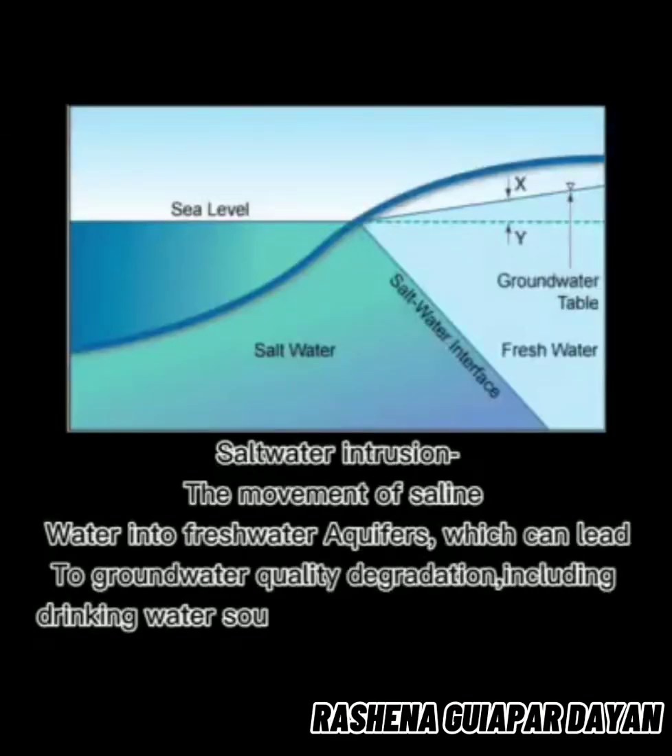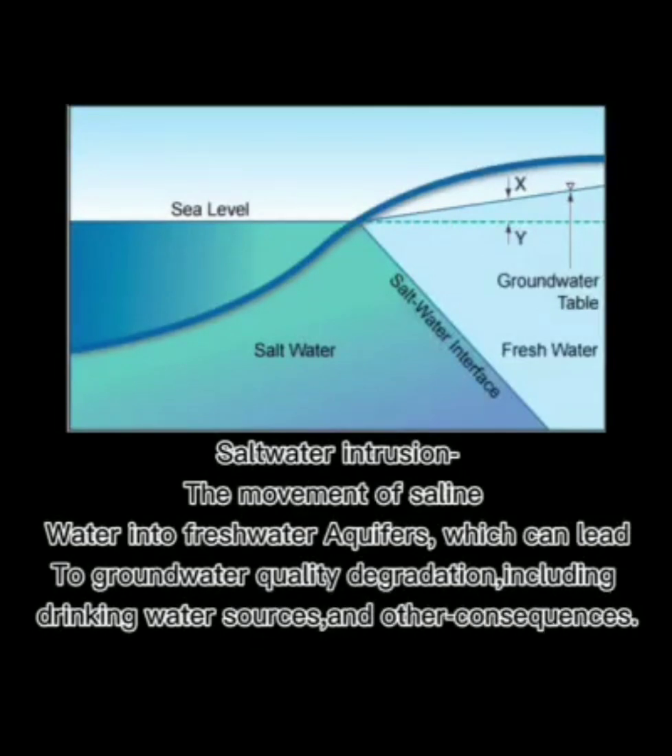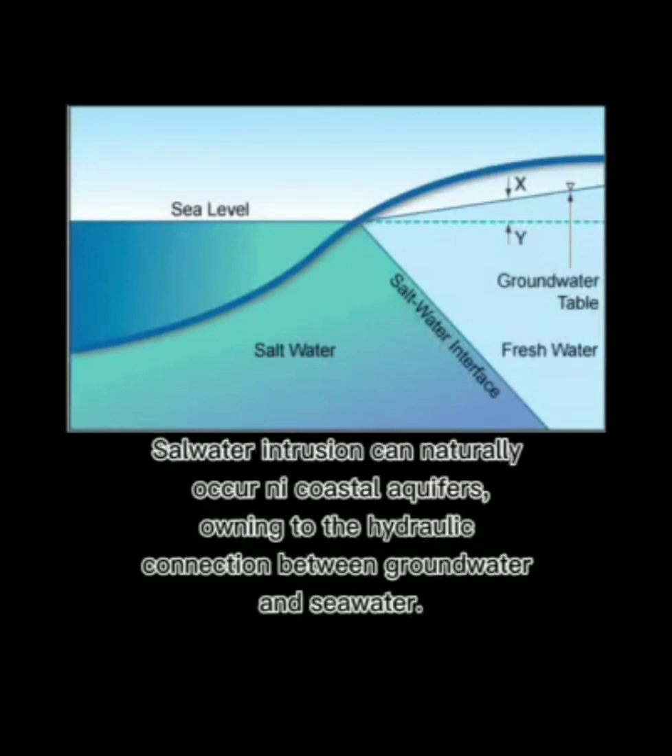Saltwater intrusion is the movement of saline water into freshwater aquifers, which can lead to groundwater quality degradation, including drinking water sources and other consequences. Saltwater intrusion can naturally occur in coastal aquifers, owing to the hydraulic connection between groundwater and seawater.